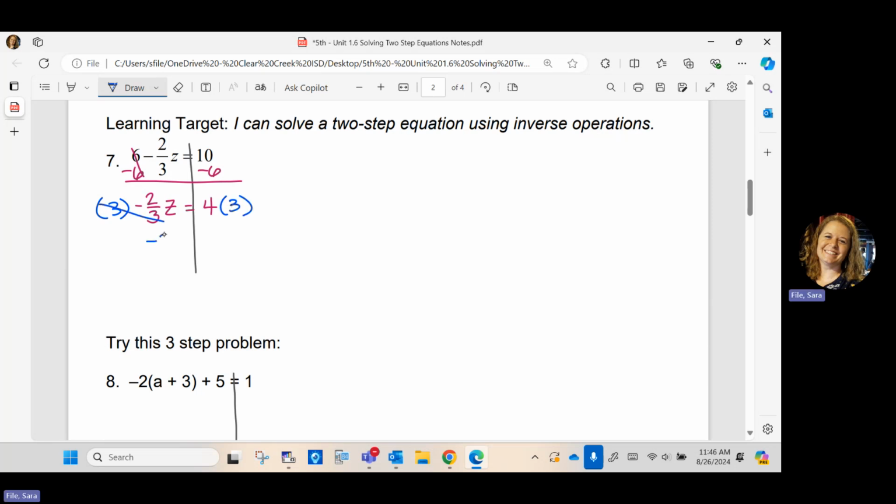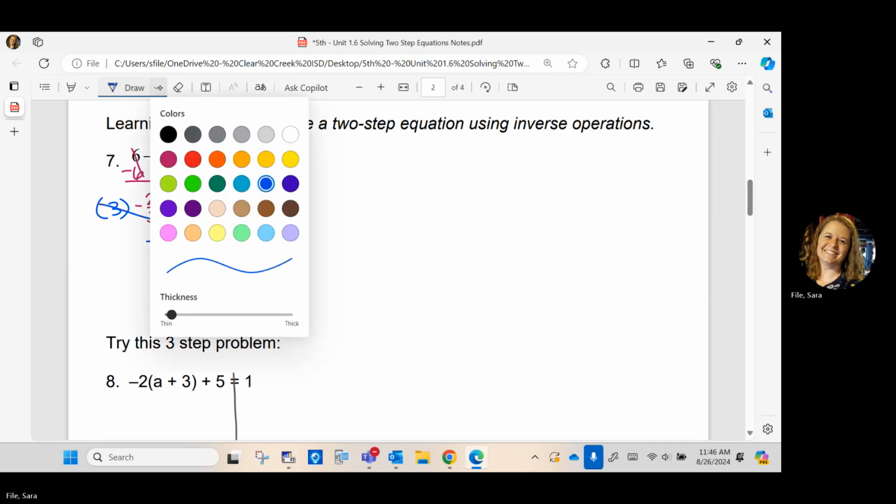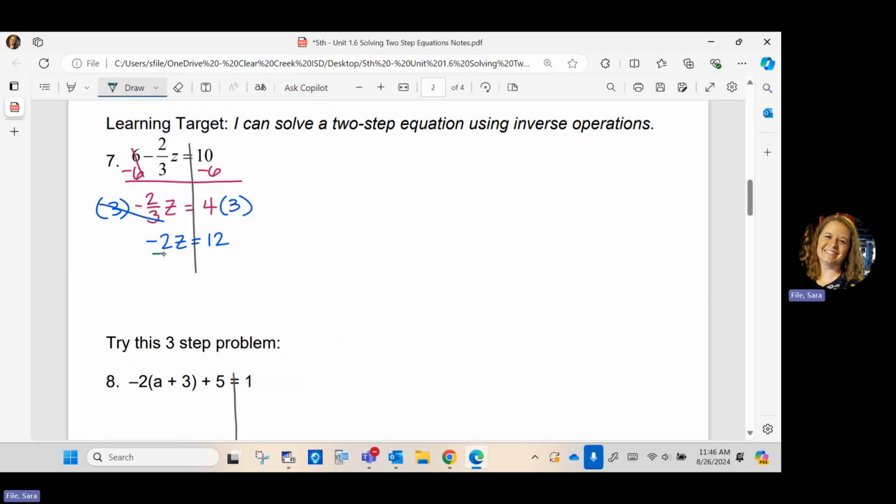That leaves me with negative 2Z equals 12. Now I'm going to get rid of the negative 2 by dividing it over. And so that leaves me with Z equals negative 6. Okay, so yes, technically I could do this in 2 steps, the subtraction and then multiplication or division, but I'm breaking this fraction down into 2 steps. So it ends up being a total of 3 steps when we have a fraction like that.